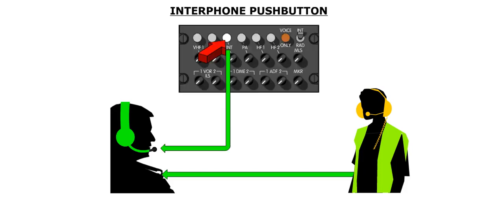The flight crew can then transmit to the mechanic by pressing the interphone transmission key on the ACP and then using a push-to-talk button.